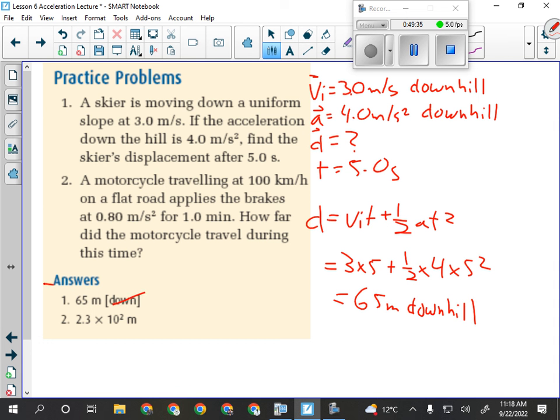Okay, once again, it's wrong. Okay, downhill, not down.